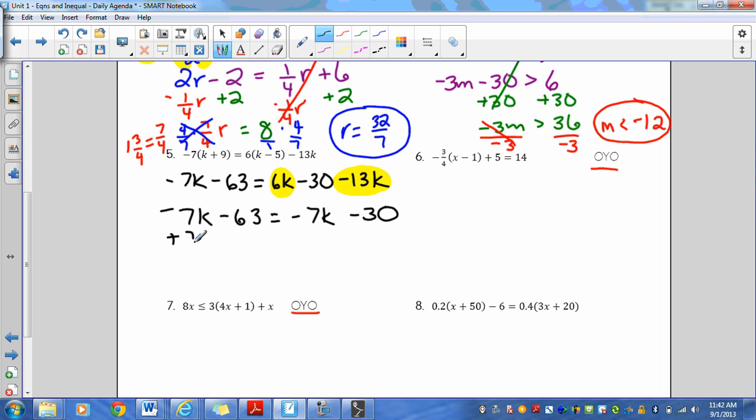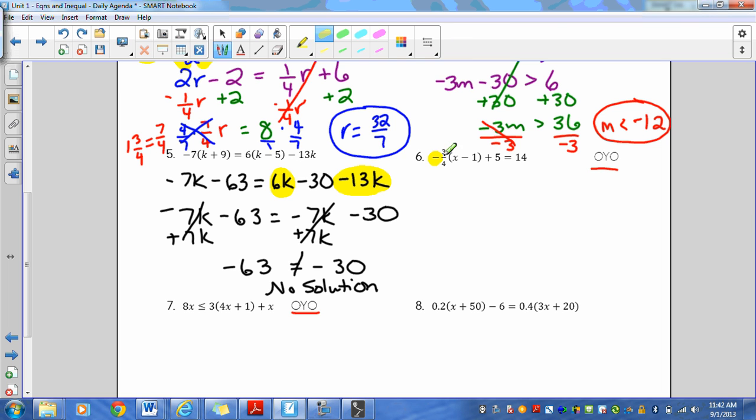So if I add 7k to both sides, that actually disappears. And I get negative 63 equals negative 30. And I know that that's not a true statement, so that's a good solution. Okay. I did give you a fraction one to do on your own. See what you can make do with that. Please notice that a negative times a negative is a positive when you're doing that one. Pay close attention to that.